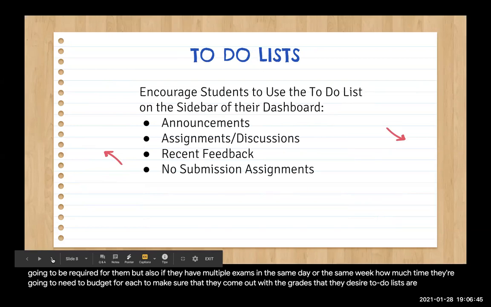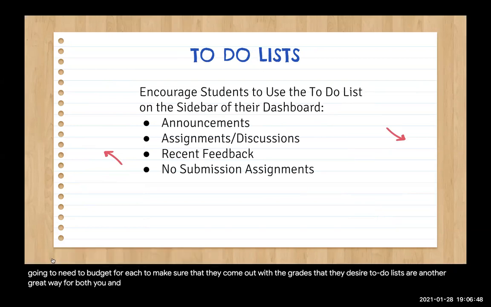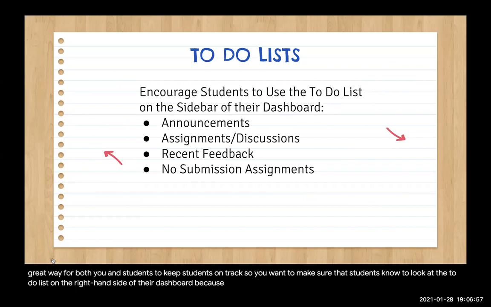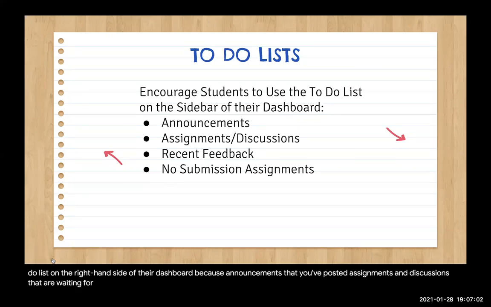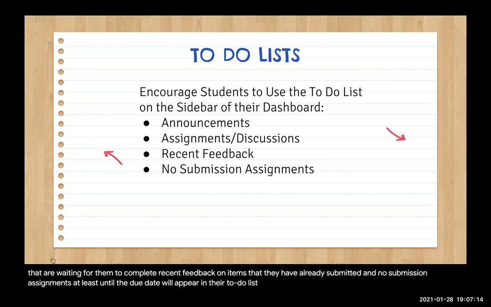To-do lists are another great way for both you and students to keep students on track. So you want to make sure that students know to look at the to-do list on the right-hand side of their dashboard, because announcements that you've posted, assignments and discussions that are waiting for them to complete, recent feedback on items that they have already submitted, and no-submission assignments, at least until the due date, will appear in their to-do list and stay there either until they take action or until they manually exit out.